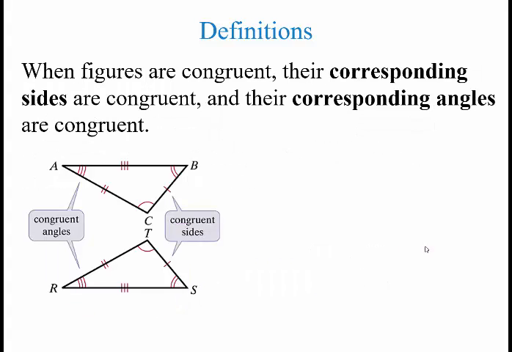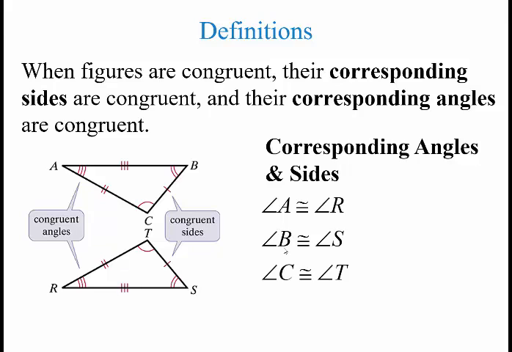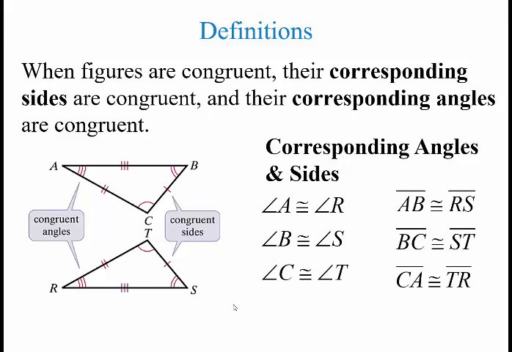All right, so when figures are congruent, their corresponding sides are congruent and their corresponding angles are congruent. So I have these two triangles here, triangle ABC and RTS. Notice here that they're just basically a flip of one another. So what this is saying is angle C is congruent to angle T, angle B is congruent to angle S, angle A is congruent to angle R, and so on. So side CB is congruent to TS, AC is congruent to RT, and AB is congruent to RS. All right, so corresponding angles and sides, I told you the angles right here, and then I told you the sides right here.